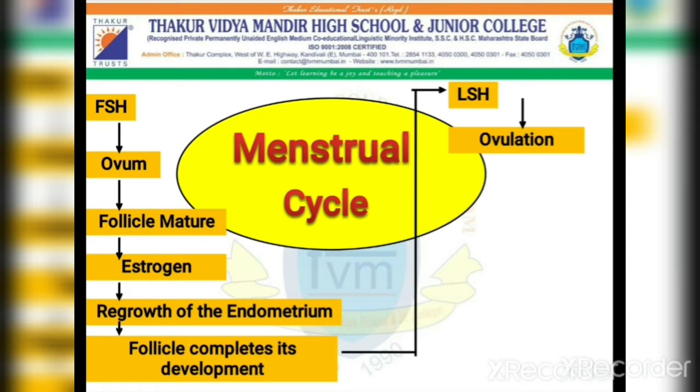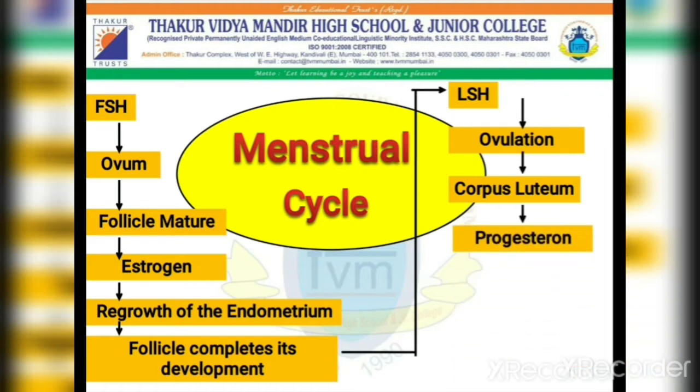After ovulation, the remaining tissues of the burst follicle form the corpus luteum. This corpus luteum starts secreting the hormone called progesterone. As soon as the progesterone starts releasing, the endometrial glands secrete their secretions under the effect of progesterone. Such an endometrium is ready for implantation of the embryo.